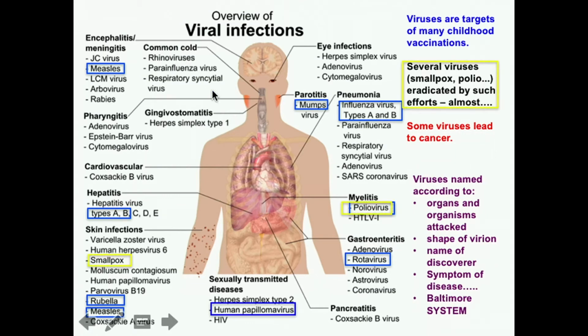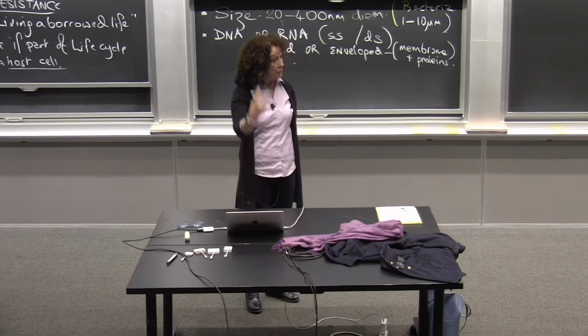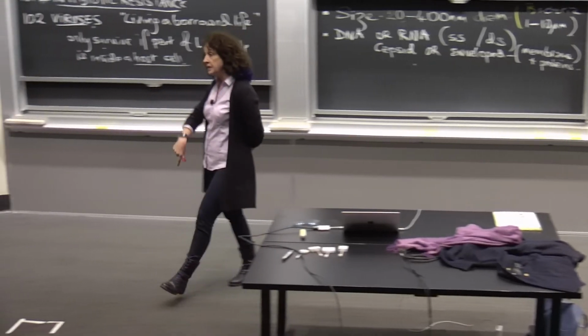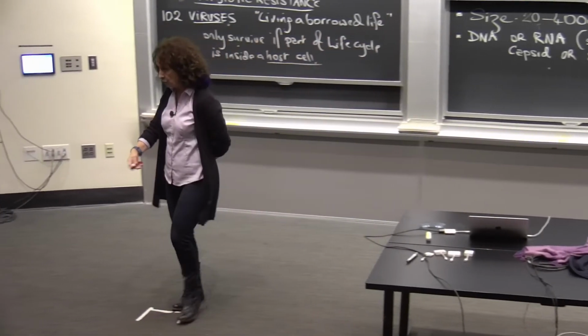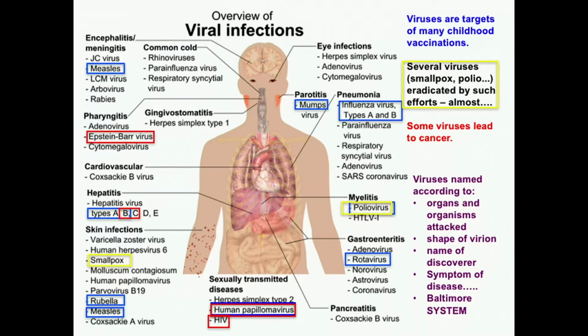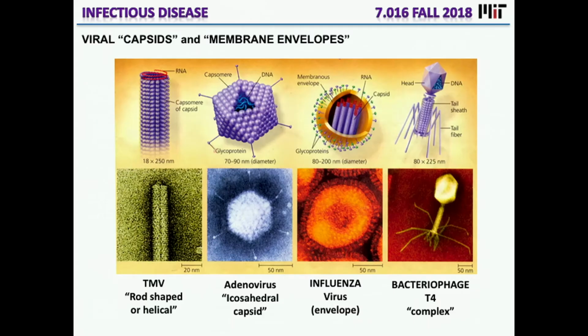The vaccinations work. Several viruses were pretty much eradicated. Smallpox and polio were two of the real poster examples of childhood vaccinations that worked and worked amazingly well. But now there's a problem with failure to vaccinate in certain parts of the world. So that's a concern.